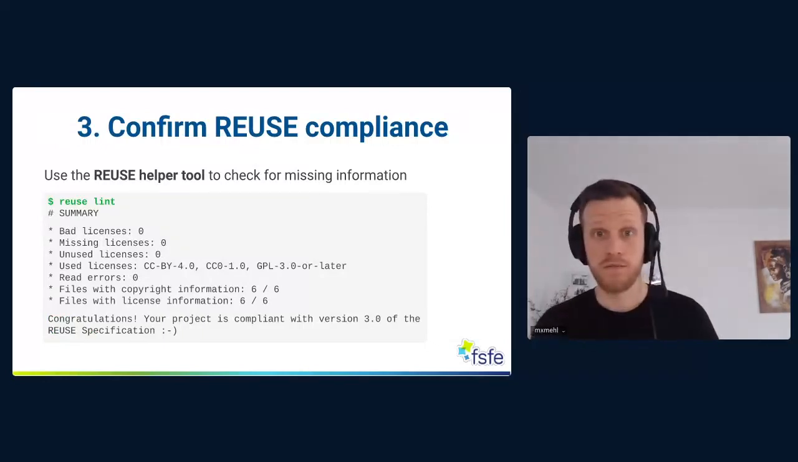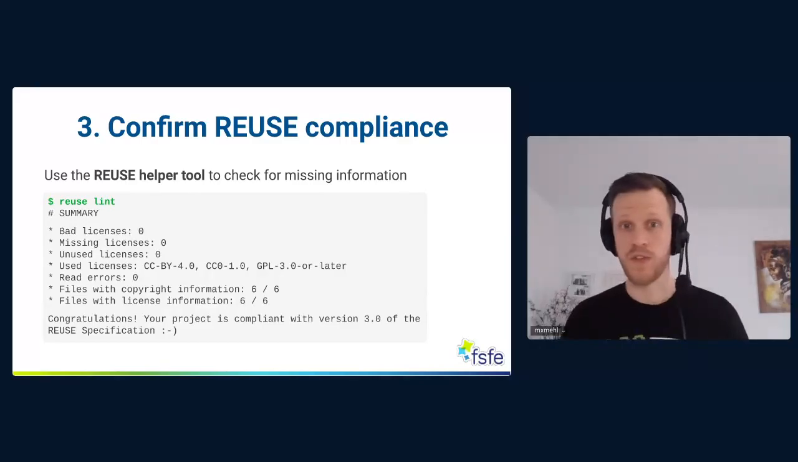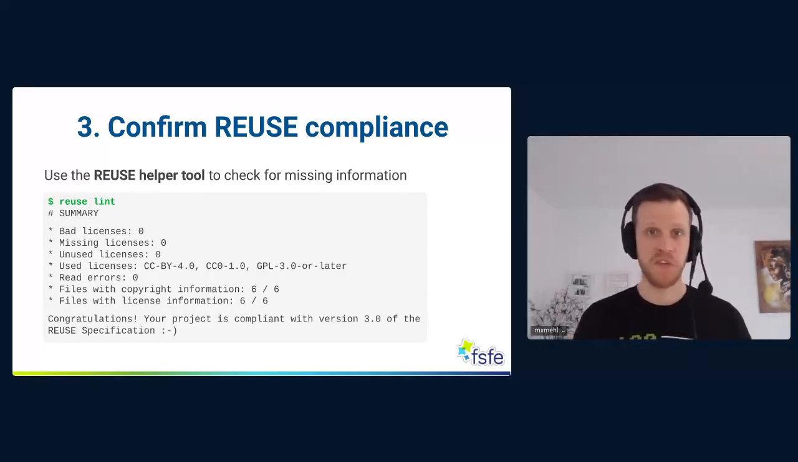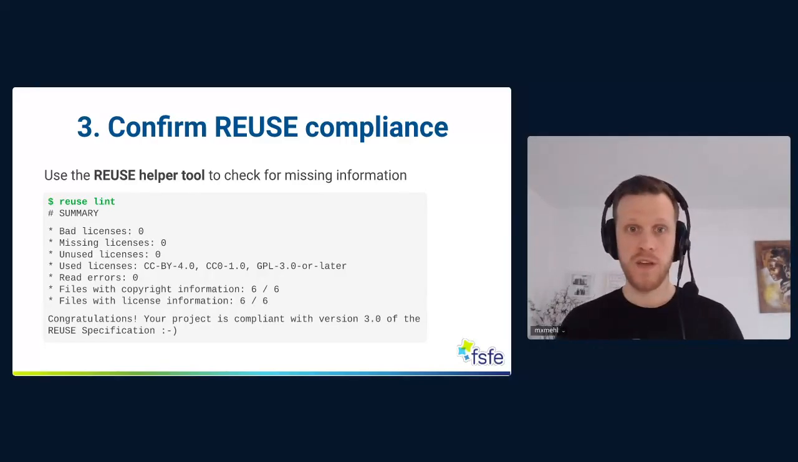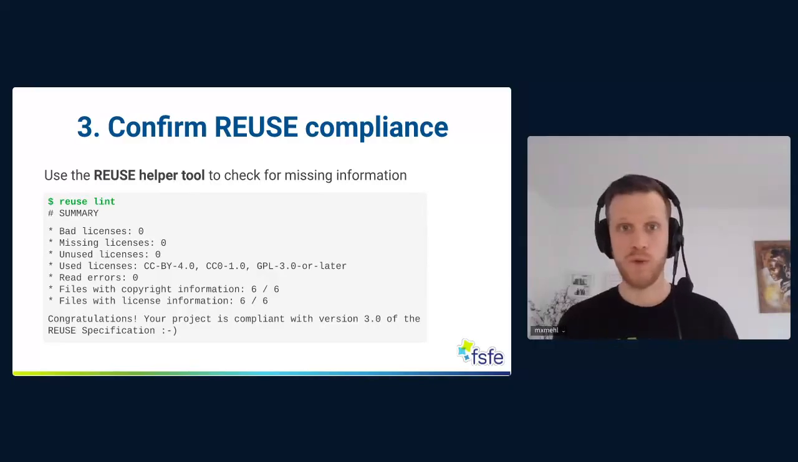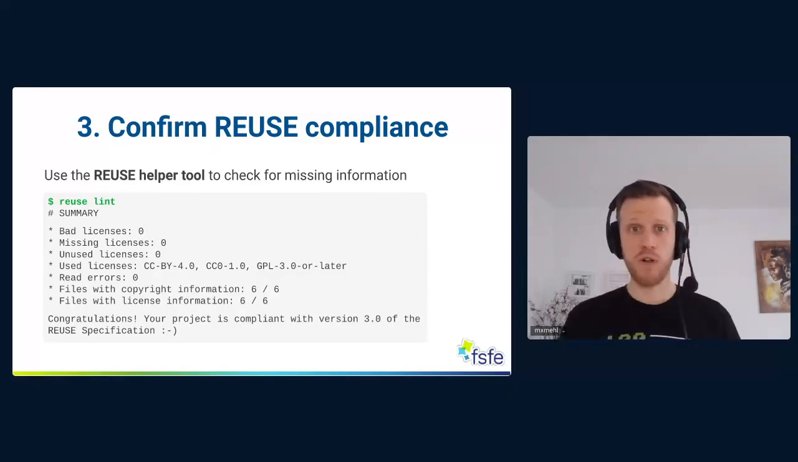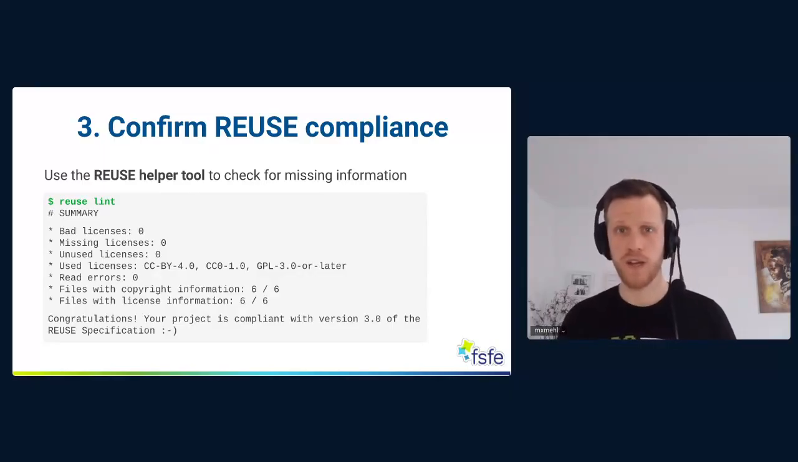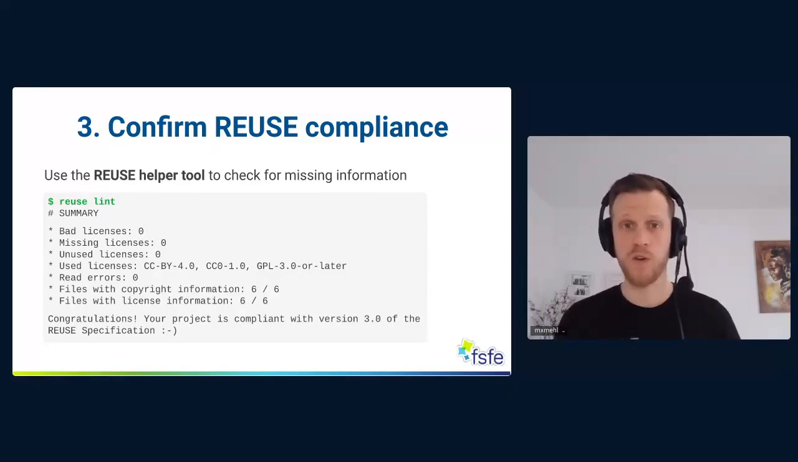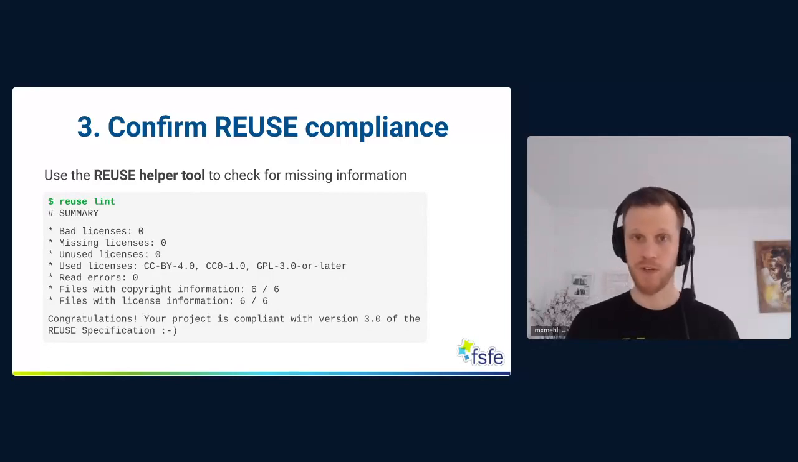And the last step is really simple. You're invited to install, for instance, the REUSE helper tool to check for missing information. It's a quite lightweight Python script, of course free software. You can check it out and also contribute. The simplest command is to run reuse lint, and it will crawl through the whole repository, trying to find copyright and licensing information according to the REUSE best practices. And in this example, it tells us, well, everything is fine, you're compliant with the specification. Really good.